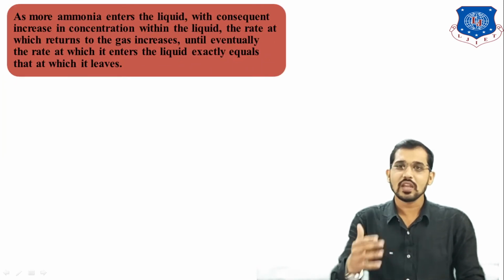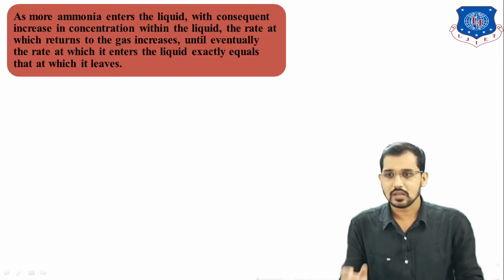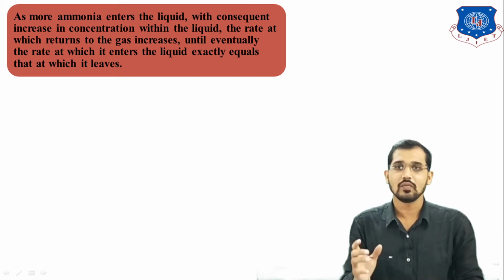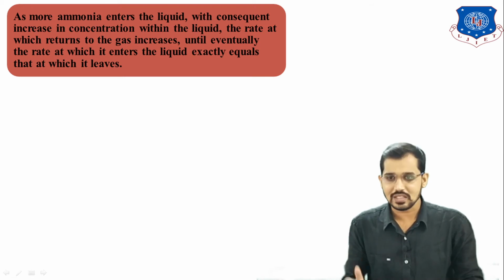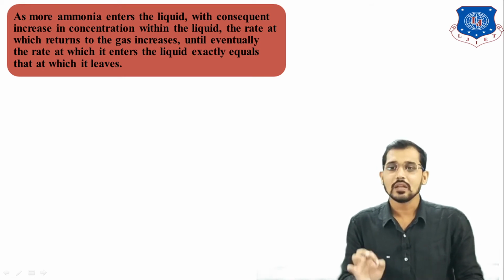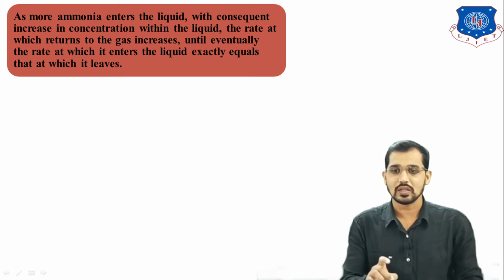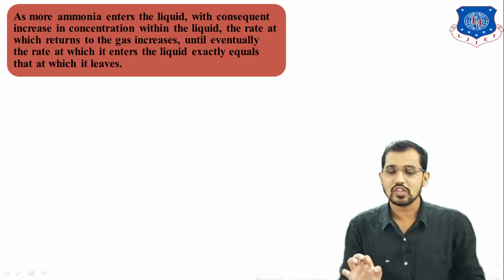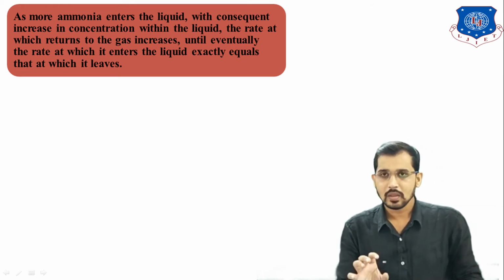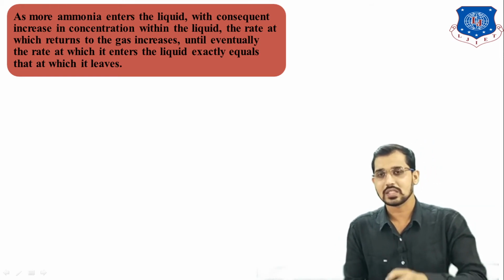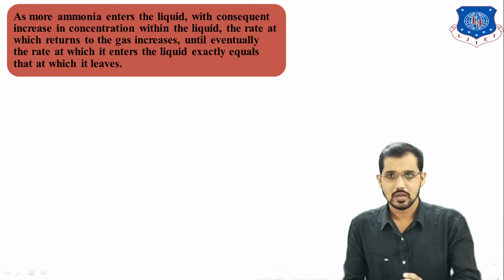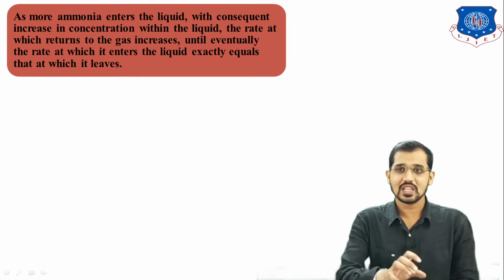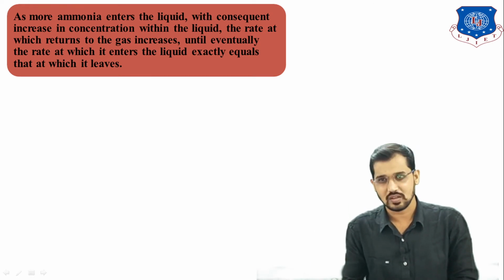So as more ammonia enters the liquid, with the consequent increase in the concentration within the liquid, the rate at which it returns to the gas increases, until eventually the rate at which it enters the liquid exactly equals the rate at which it leaves. What is the meaning of this? It means whatever ammonia is escaping into the water is the forward reaction, and the backward reaction means ammonia escaping again back into the initial mixture.